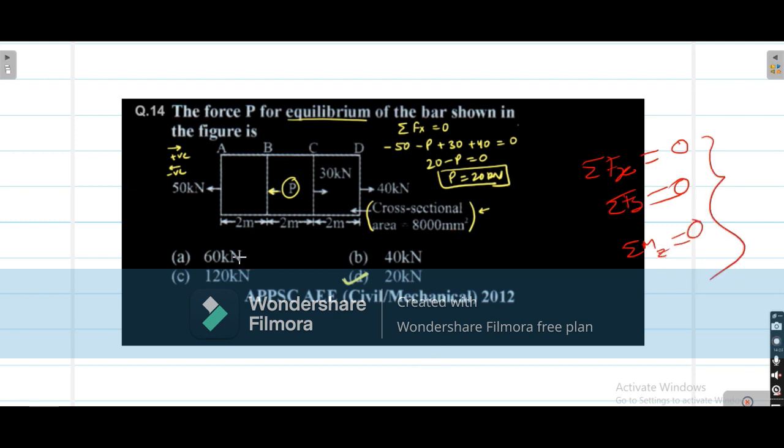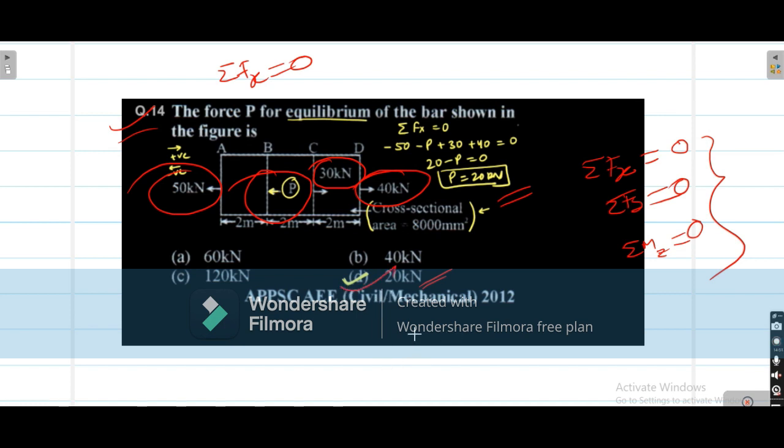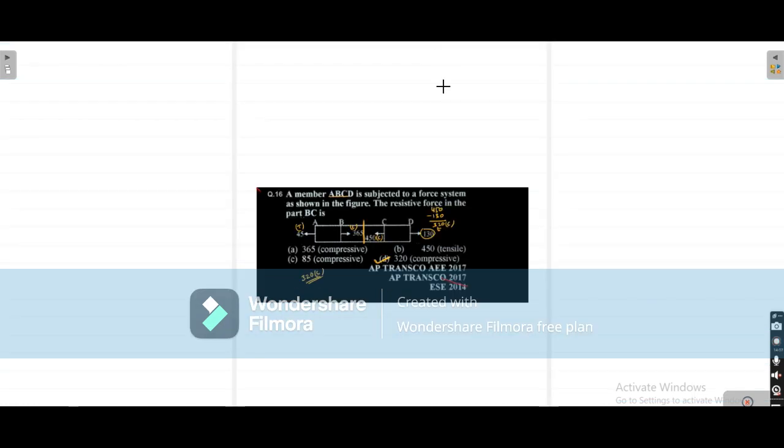So with respect to the horizontal direction we have to sum, because the force P is horizontal. Horizontally, this force is in the negative direction, minus 50, this P is also in the negative direction, minus P, and this point C is in the positive direction, plus 30, and this point D positive direction, plus 40. If we algebraically sum up all, then we will get the value of P as 20 kilonewton. Thus we have to apply summation of Fx equal to 0. So ultimately you will get option number D, that will be the correct answer.